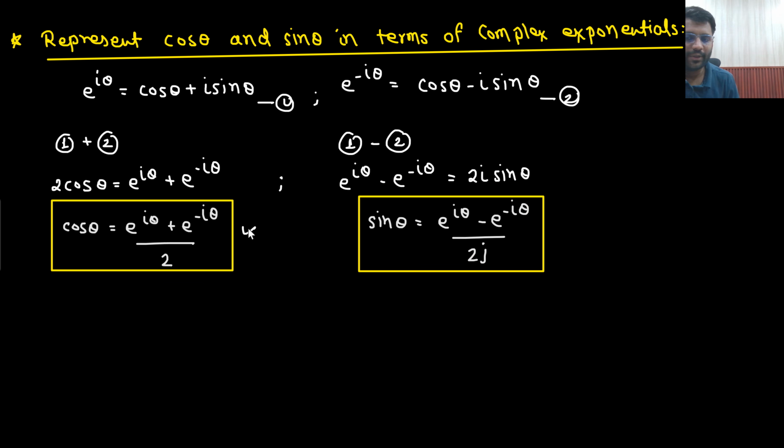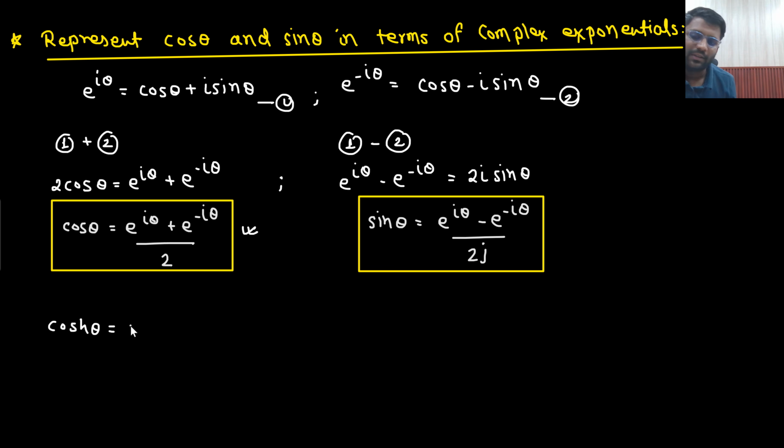So directly it should be remembered. Directly it should be there in your mind. You don't need to write down the equation again and again. Cos theta equals e to the power iota theta plus e to the power minus iota theta divided by 2. Sin theta equals e to the power iota theta minus e to the power minus iota theta divided by 2j. Now do you remember what was cos hyperbolic theta?